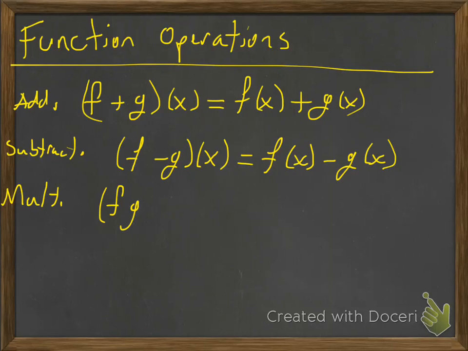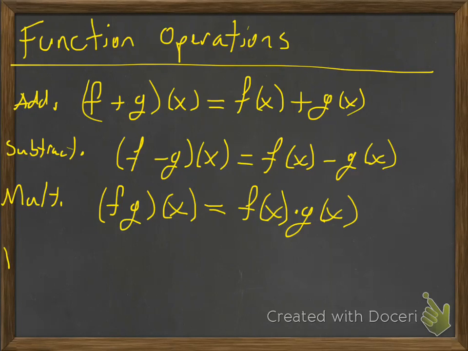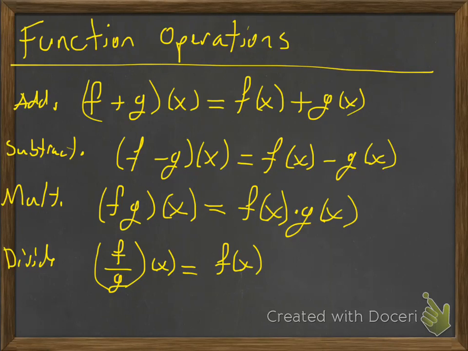To multiply, it is f times g of x equals f of x times g of x. Notice it's like a nice tiny little dot. Later on with composition you'll have a larger open circle. And then to divide functions is f divided by g of x, which is equal to f of x divided by g of x, provided that g of x is not 0, because we don't want to blow up the computer or something like that with dividing by 0.